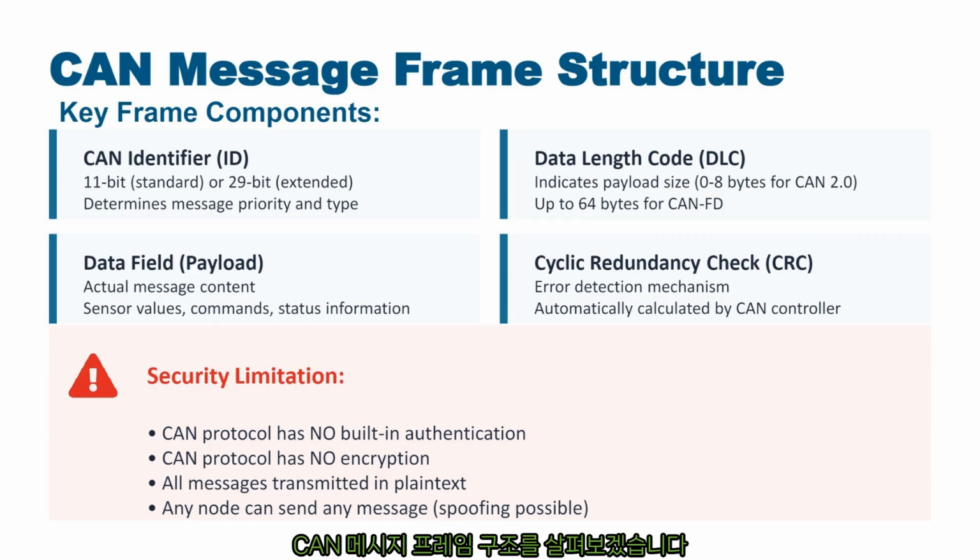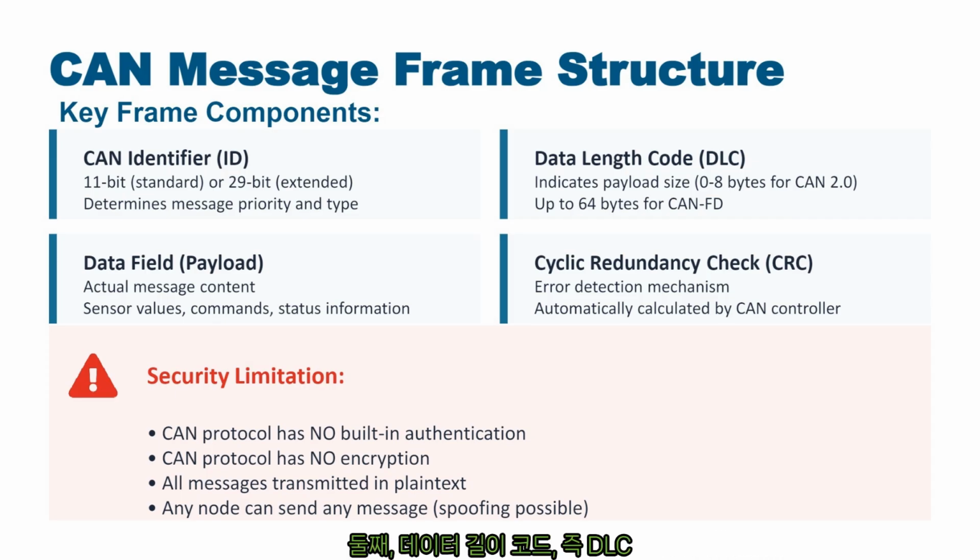Let's break down the CAN message frame structure. Understanding this is essential for cybersecurity analysis. There are 4 key frame components you need to know. First, the CAN identifier, or CAN ID. This is either 11-bit standard or 29-bit extended. The CAN ID determines 2 things: message priority and message type. Remember, lower ID means higher priority during arbitration.